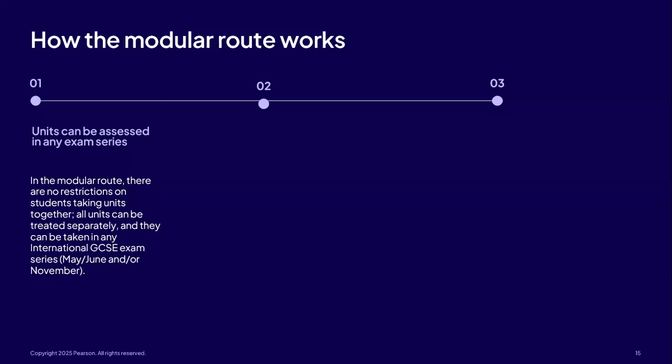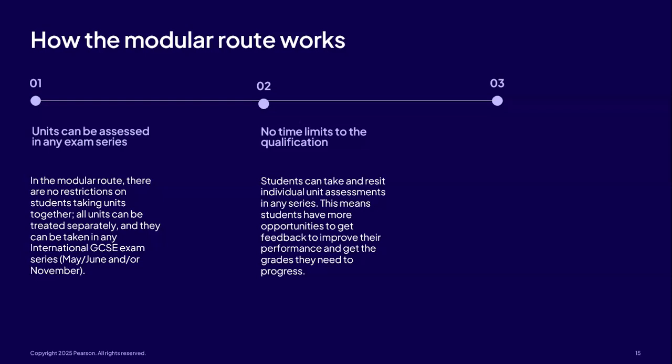So the way the modular route works is the units can be assessed. There will be 2 exam series a year, May, June, which is the traditional exam period, and then a second opportunity in November. And the 2 units are assessed separately and can be taken in any exam series. There's no time limit to the qualification.